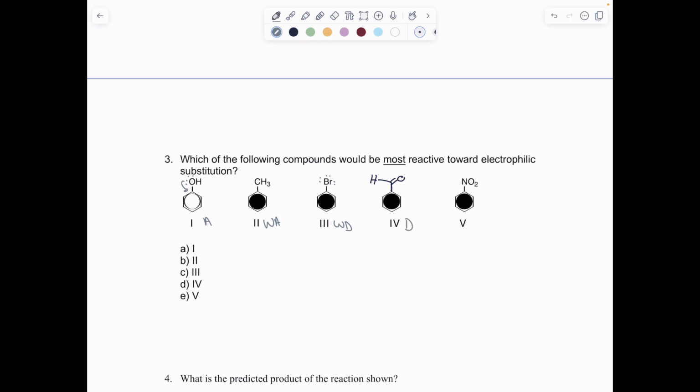So this is going to be deactivating. And a nitro group does the same thing. Both through induction and resonance, it is going to pull electron density out of the ring. So that is also deactivating. So of all of these options, the most reactive is going to be the one that is most activating, which is number 1, the phenol. So A is the correct answer.